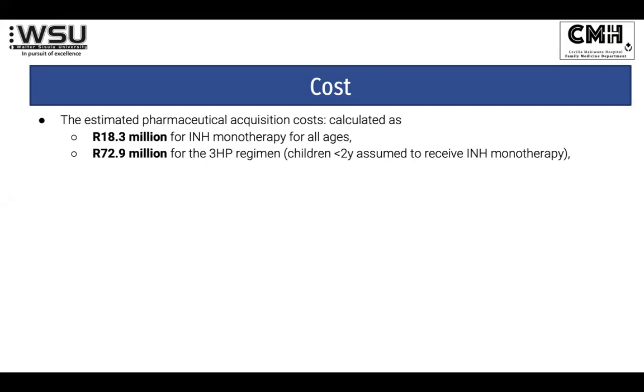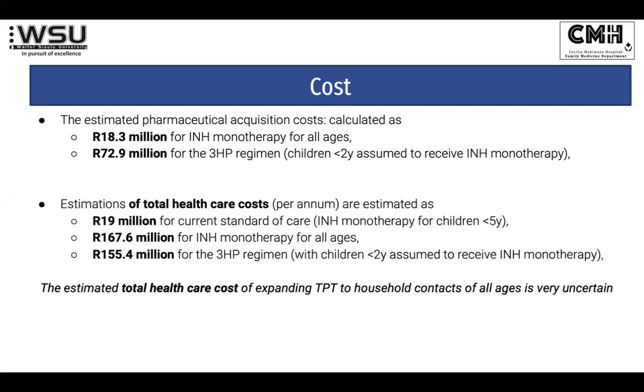But what's interesting is if you look at what they call total healthcare costs, because remember, if you're on 6 months of INH, you're going to have to see those patients more often. And there are more programmatic issues in terms of how you run the programs. So the current standard of care, just for interest's sake, is costing us 19 million. So that's the total running of the program. Then if we were to put INH monotherapy for all ages, that will cost 167 million with all of those extra visits and the time.